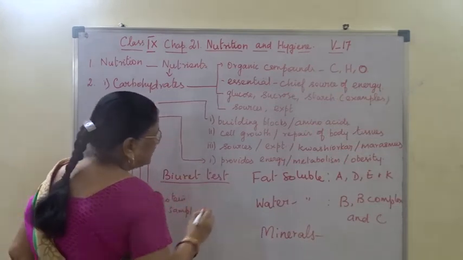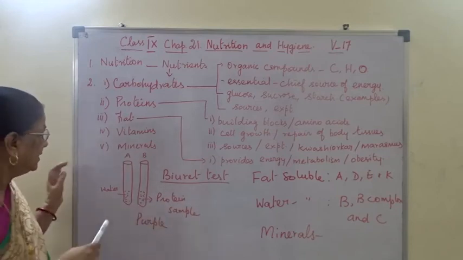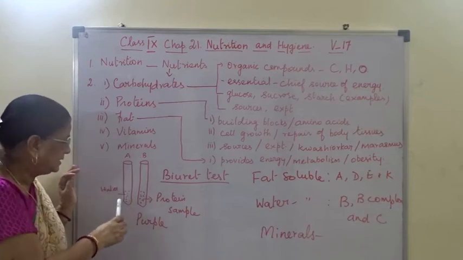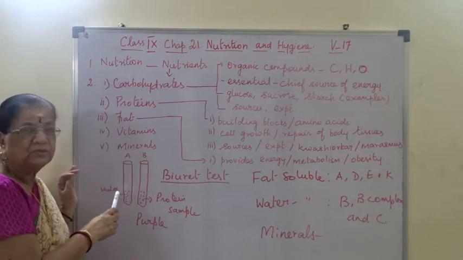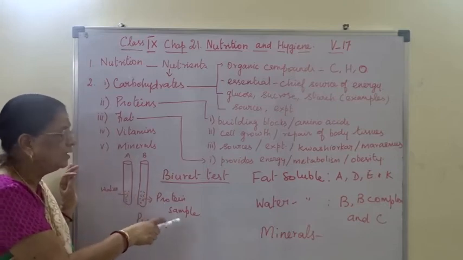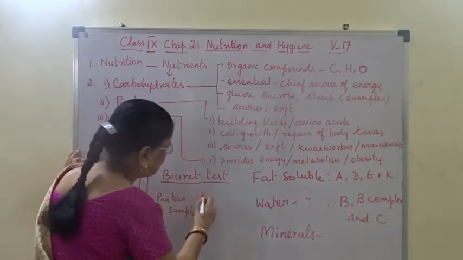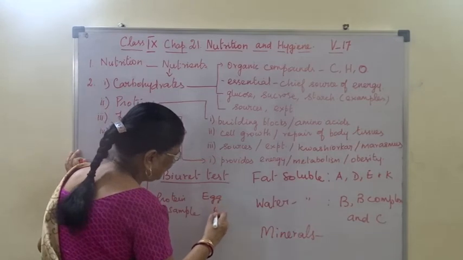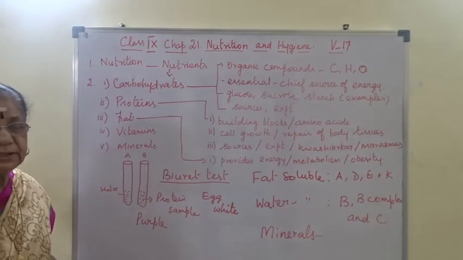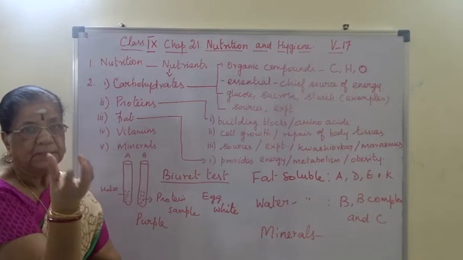Now the presence of protein in a given food sample can be checked by an experiment called the Biuret test. The test for protein is the Biuret test. For that, you take 2 test tubes, A and B. In test tube A, you take any solution mixed with water. In test tube B, you take the protein sample. Protein sample here is egg white. Egg white is the watery portion of a hen's egg.